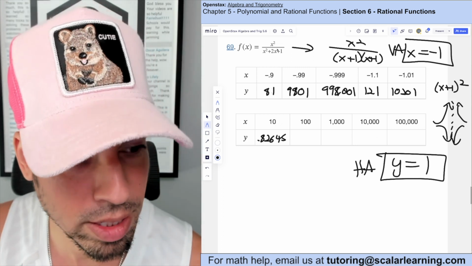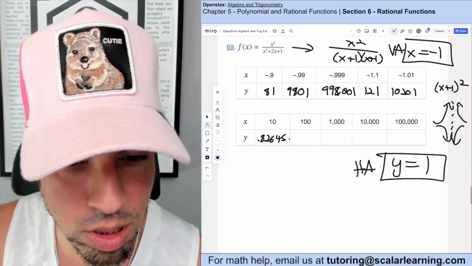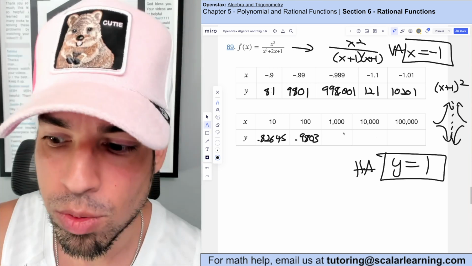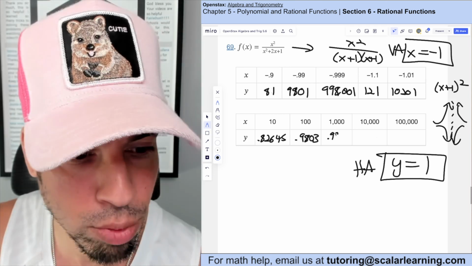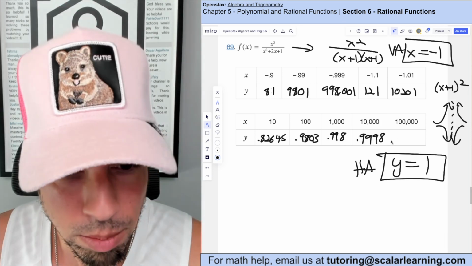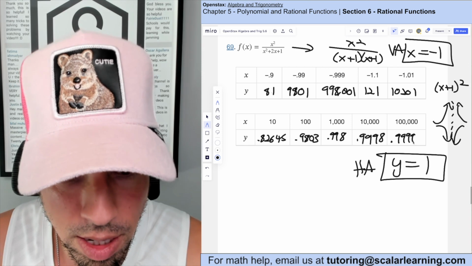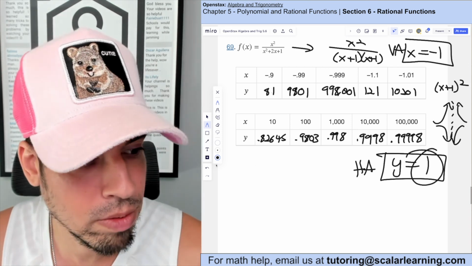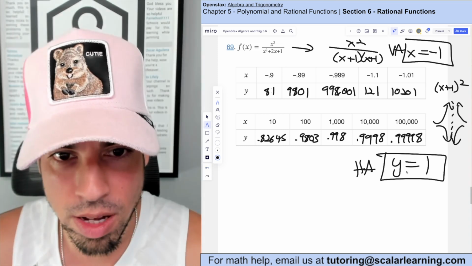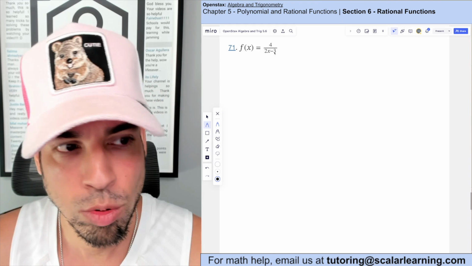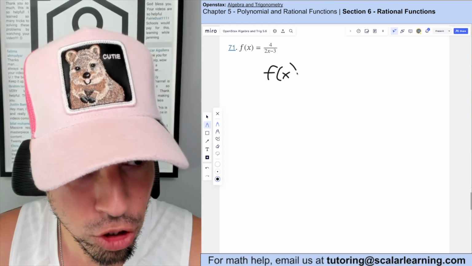So first when I plug in 10, I get roughly 0.826. Then I get 0.9803 when we plug in 100. As we're getting bigger and bigger, now I'm getting 0.998, then 0.9998, then 0.99998. Well, what does it look like it's approaching? It looks like it's approaching that nice value of 1. So there we have it. Horizontal asymptote here, vertical asymptote here. Boom, done.